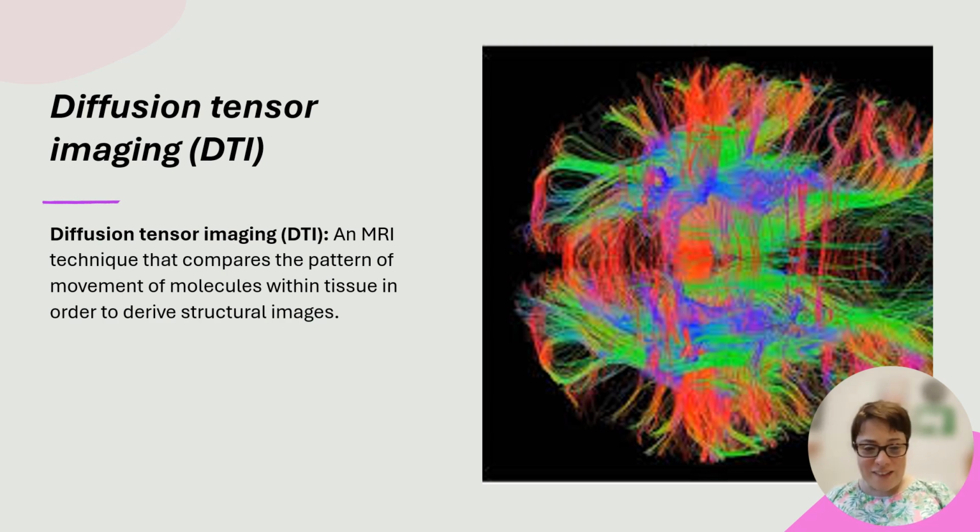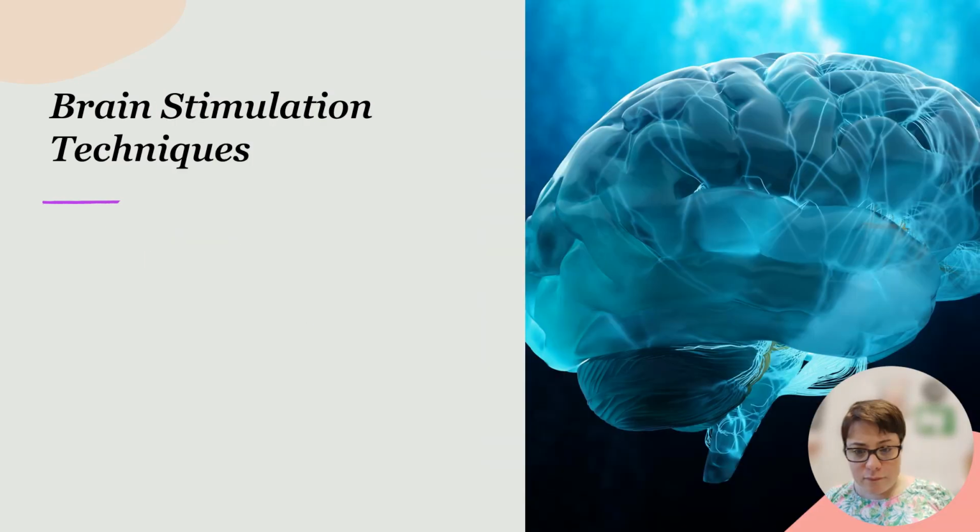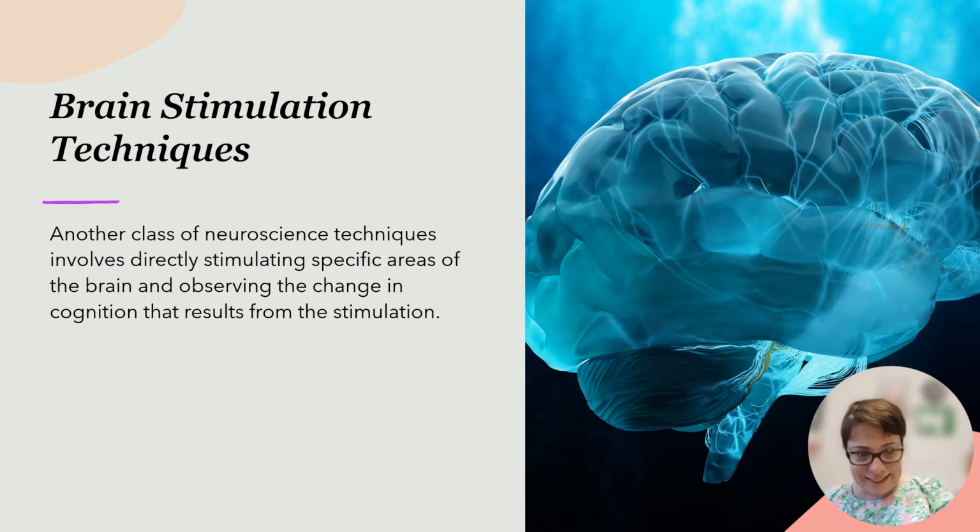So diffusion tensor imaging, or DTI, is an MRI technique that compares patterns of movement of molecules within tissue to create structural images like the one on the slide. And next we have brain stimulation techniques. So another class of neuroscience techniques involve directly stimulating specific regions of the brain and then observing the change in cognition that results after the stimulation.